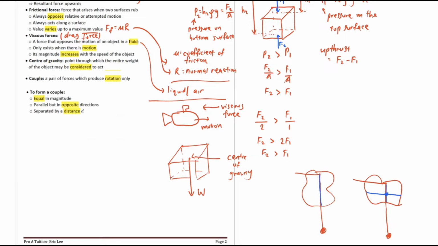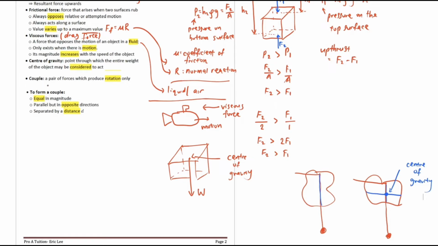That intersection point is the center of gravity. So we can do something like this to find out the center of gravity. And once you get that, that is where the weight acts. So we get to know the center of gravity. Then we move on.